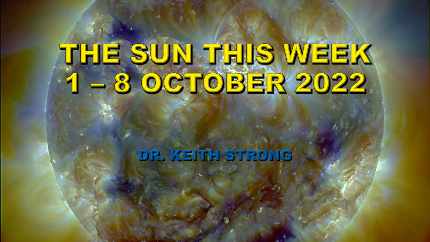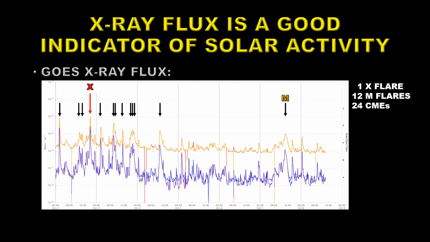Welcome. This video is a comprehensive list of the activity on the Sun over the last week. The X-ray flux is a good indicator of the level of solar activity on the Sun. The more M flares and X flares there are, the more active the Sun has been. Also, coronal mass ejections are another important indicator.